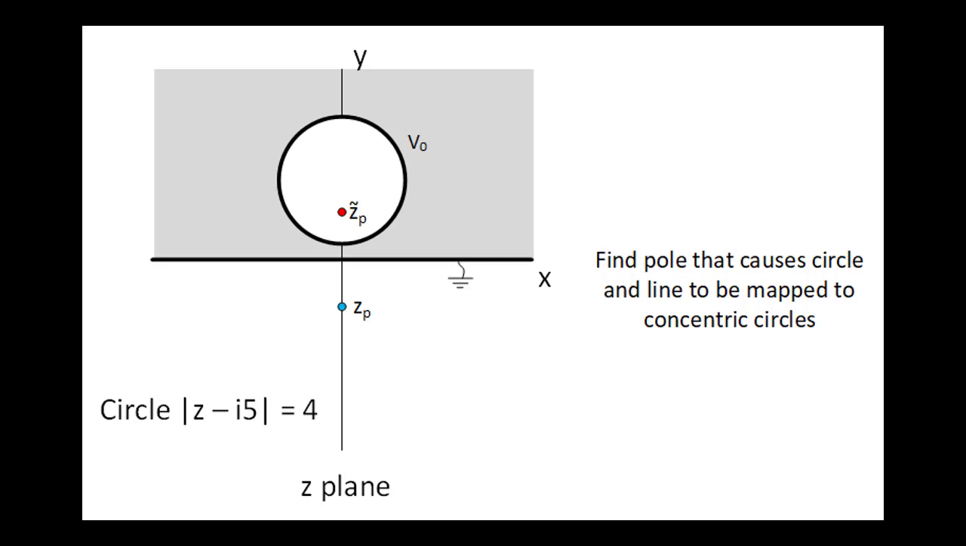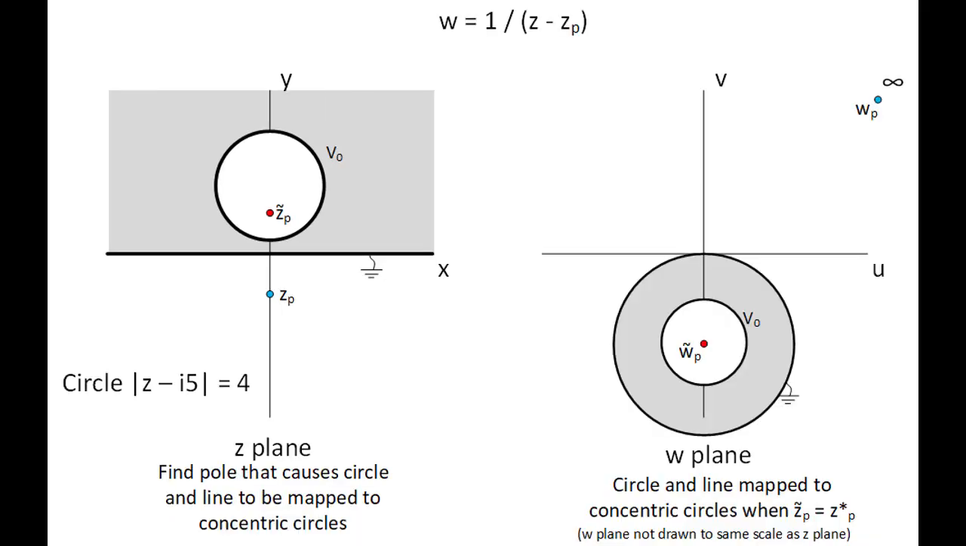We'll call the pole of the transformation function, which we don't know yet, Zp. We'll make some observations about where the pole must lie. Since the center of the circle lies on the imaginary axis, the pole must also lie on the imaginary axis. Also, points that are symmetric with respect to the real axis are complex conjugates of each other. We can map the circle and line to two concentric circles by setting the symmetric point Zp tilde to the complex conjugate of Zp. Then the two points Zp and Zp tilde will be symmetric with respect to both the circle and the line. Although the two circles are concentric, they are not centered at the origin.